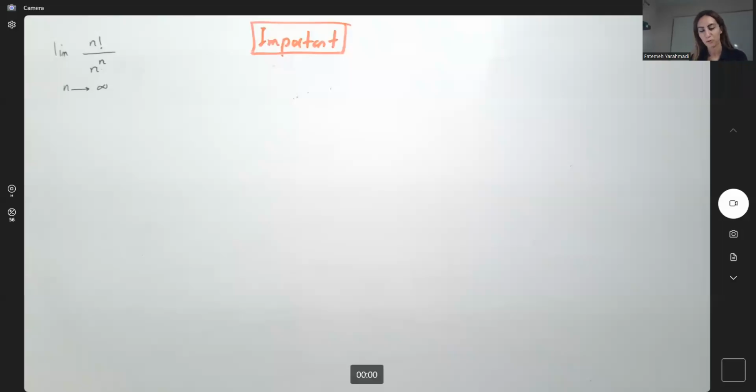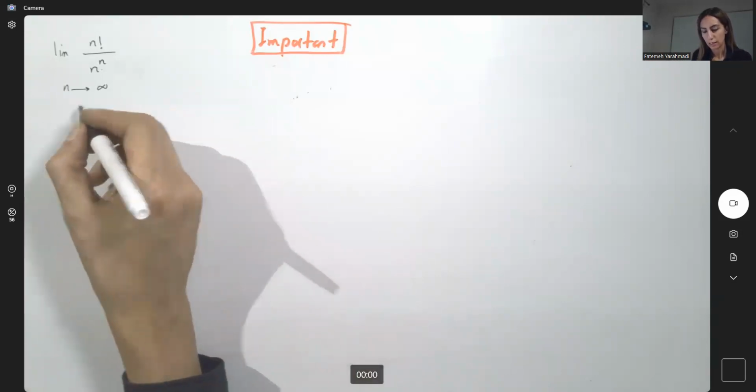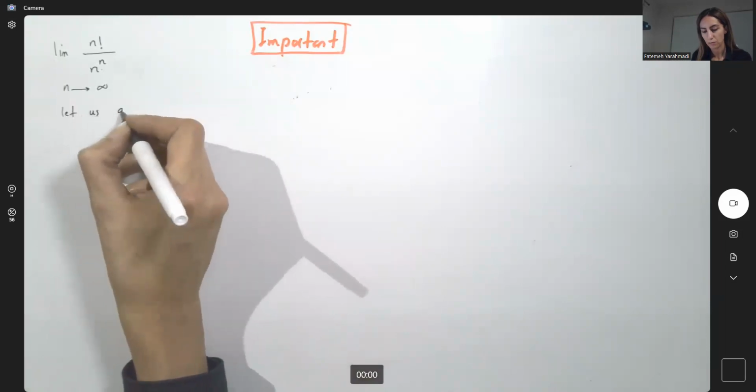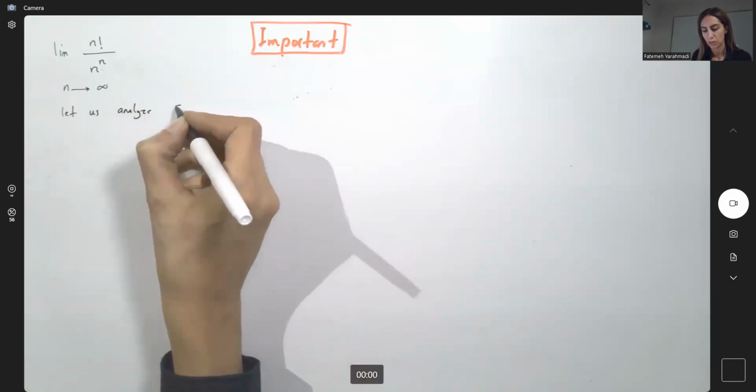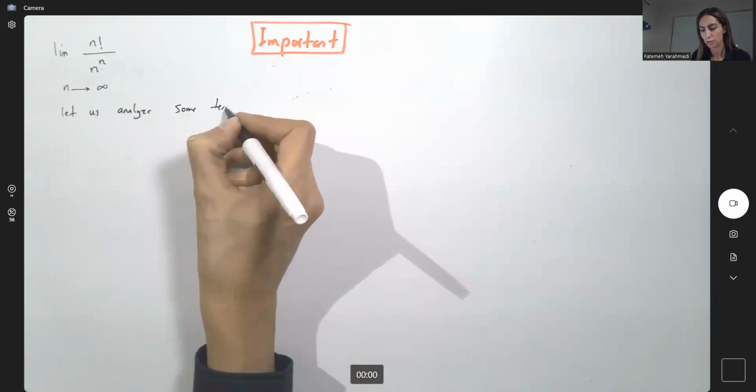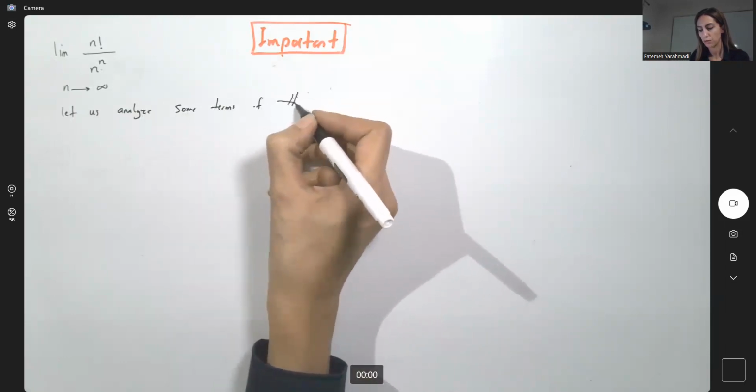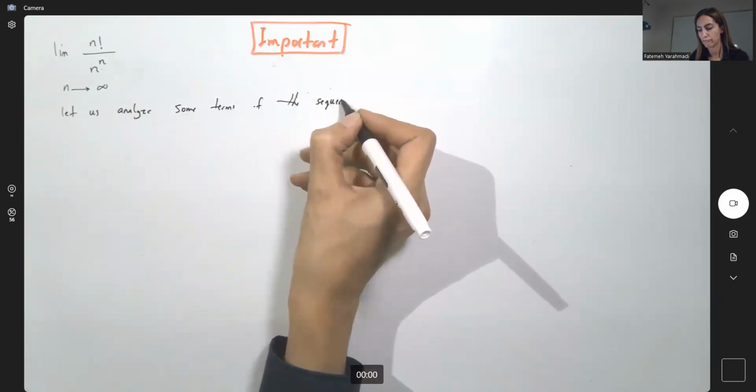Another interesting example for you. Here I ask you to find the limit of n factorial divided by n to power n as n approaches infinity. Guys, we're going to use algebra and a little bit of elementary calculus. So let us analyze some terms of the sequence.